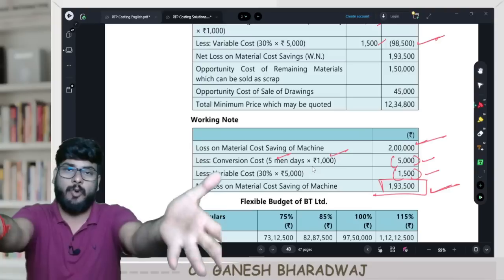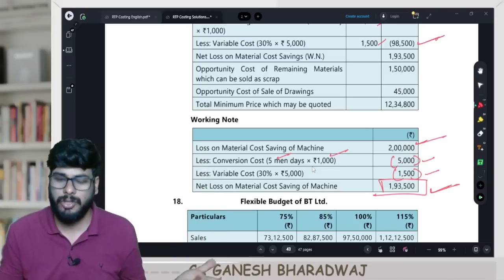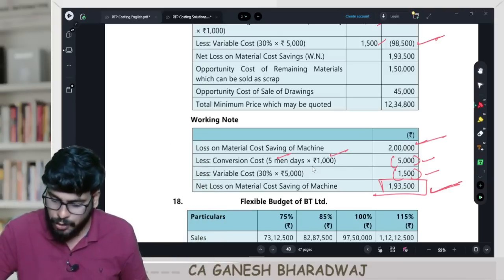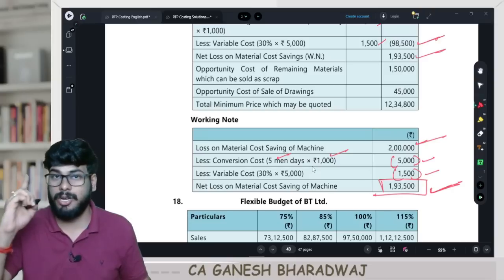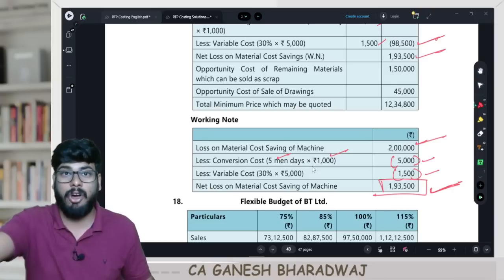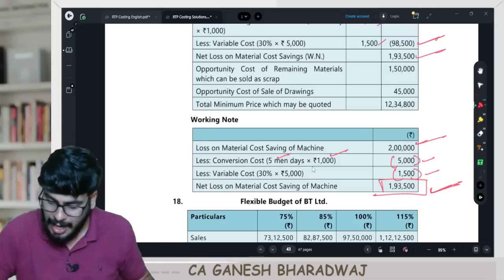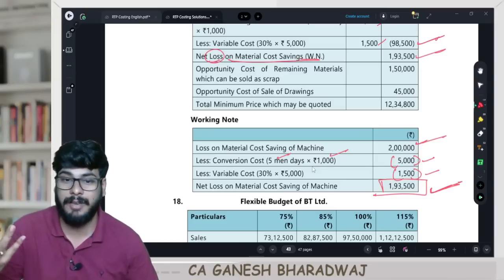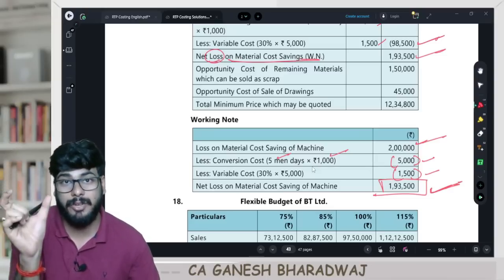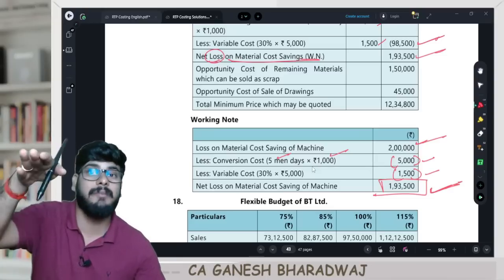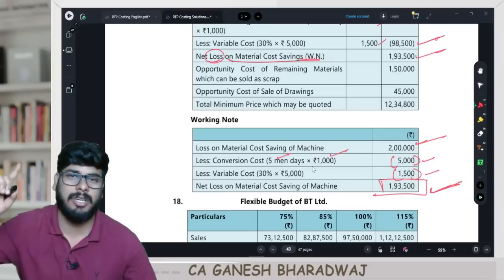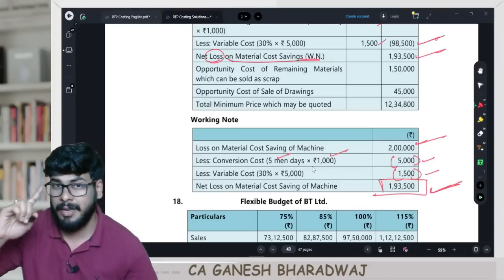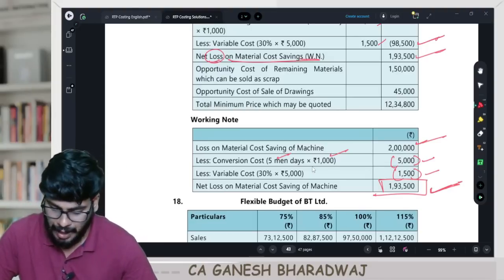So had I not gone for this particular order, I would have saved a net amount of 1,93,500. But because I am going for this order, I am not able to save that, and hence this should be added to your cost. Are you clear with this? Right? Because I'm going for the order, I am not able to save this figure, and hence it's a loss on the material cost savings. Earlier it was a savings, that's why we reduced. Here the savings is not being made, and hence we are adding it to the cost. Are you clear with this, guys? It's very tricky. Be very careful here. Are you clear with this?